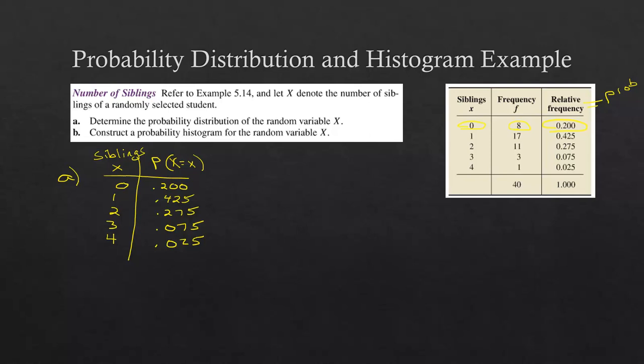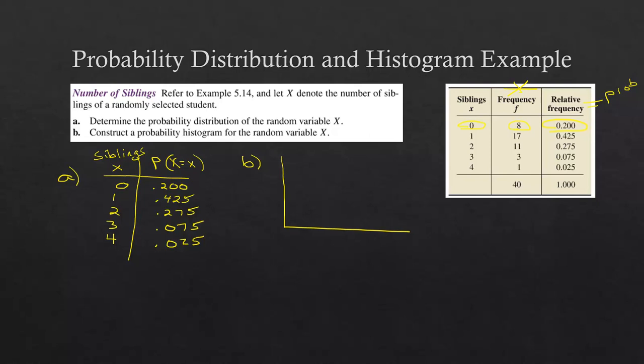Pretty basic, pretty simple. The only way we could make this different is if we didn't give you the relative frequency. If we just gave you this column right here, all you would have to do is find the probability, which would be relatively easy. Just 8 divided by 40, 17 divided by 40, 11 divided by 40, and so on. You would be able to get the probability like that. So that's another way you could see this particular problem. Alright, so B is to construct the histogram.